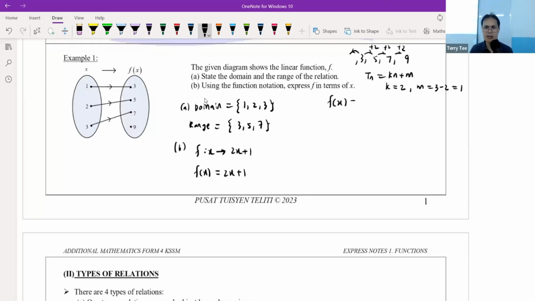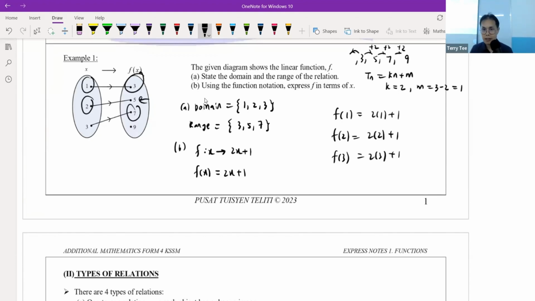Now, some people say, I don't want to do that. I do one by one. I do trial and error. I know there's a 1 here, right? And I want to get 3. So I put 2 times 1 plus 1. And if I want to go from 2 to 5, I know it's 2 times 2, 4, 4 plus 1. This is 5. f(3) will be 2 times 3, 6, 6 plus 1 gives us 7, right? So we can come up with the induction method, if you like. f(x) equals 2x plus 1.